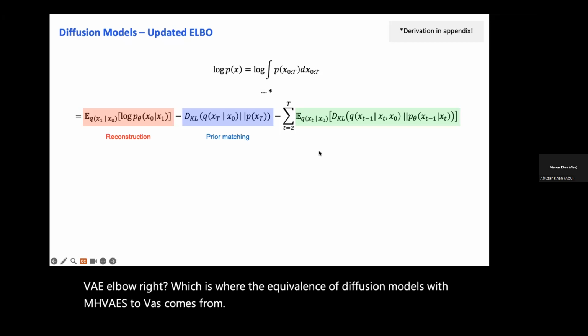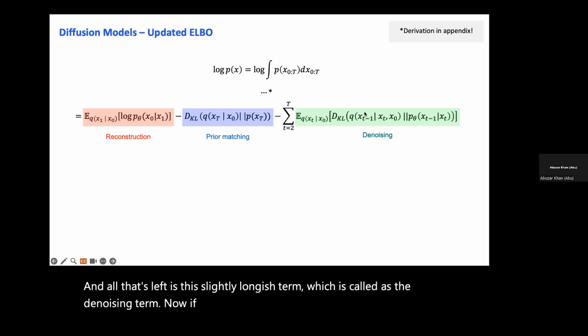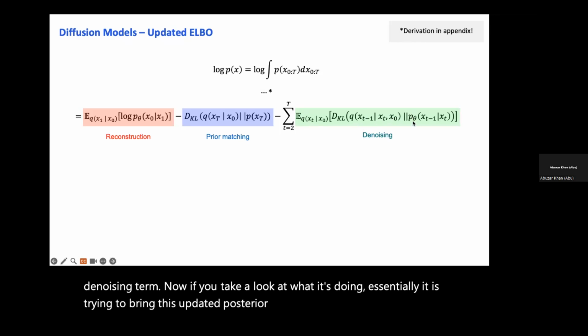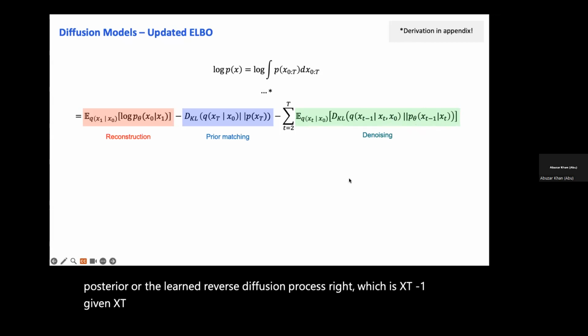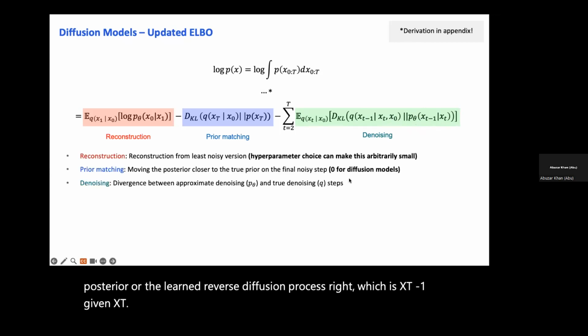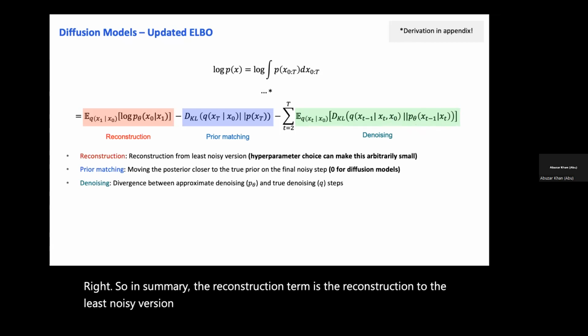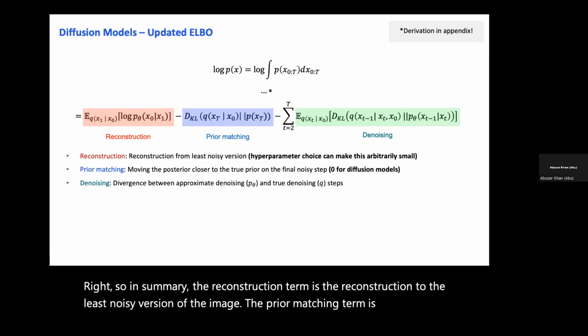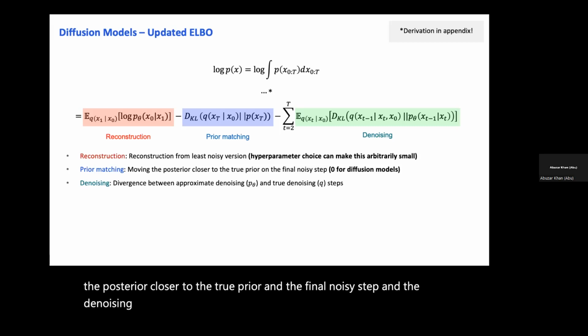And all that's left is this slightly longish term, which is called the denoising term. Now, if you take a look at what it's doing, essentially, it is trying to bring this updated posterior as close as possible to the learned posterior, or the learned reverse diffusion process, right? Which is xt minus 1 given xt. Right, so in summary, the reconstruction term is the reconstruction from the least noisy version of the image. The prior matching term is trying to move the posterior closer to the true prior on the final noisy step. And the denoising is essentially the divergence between the approximate denoising and the true denoising Q steps, right?